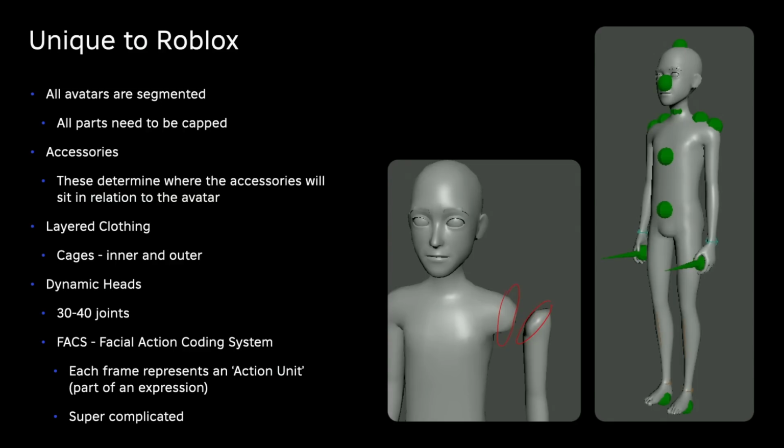Then you've got dynamic heads, which is incredibly complicated. 30 to 40 joints per head. You've got FACS poses, really complicated, but as you guys have probably heard already today or yesterday, we've got an avatar setup tool that will essentially do all the stuff that's very specific to Roblox for you with essentially just a button press. It's amazing. The results are getting better and better every day. And the artists on the team have been like, wow, I can't believe the engineers actually pulled this off in a year.